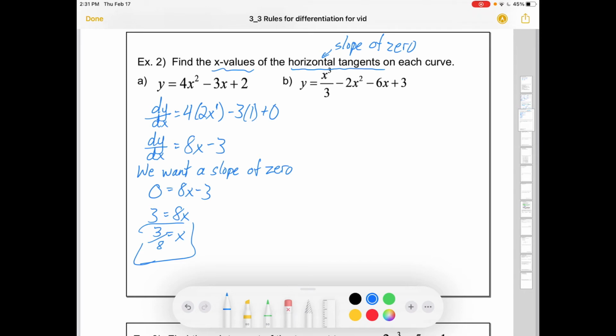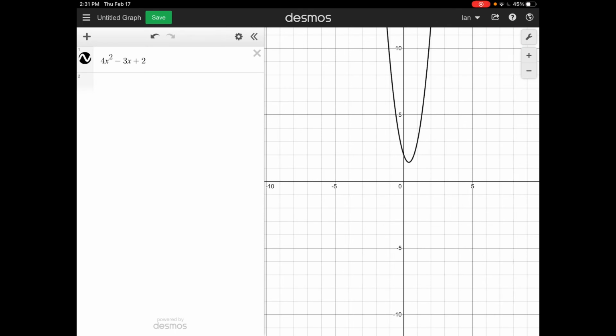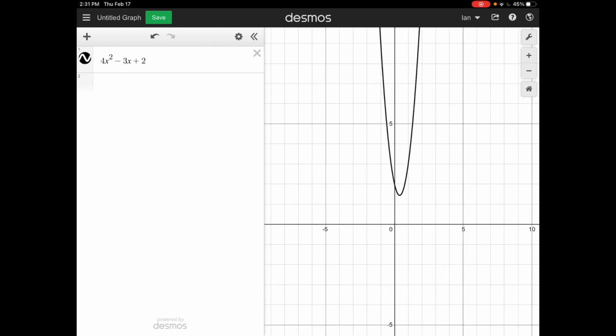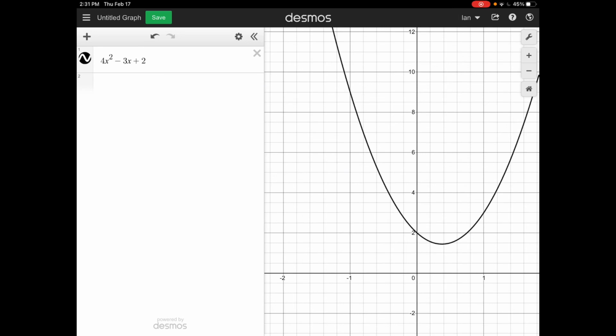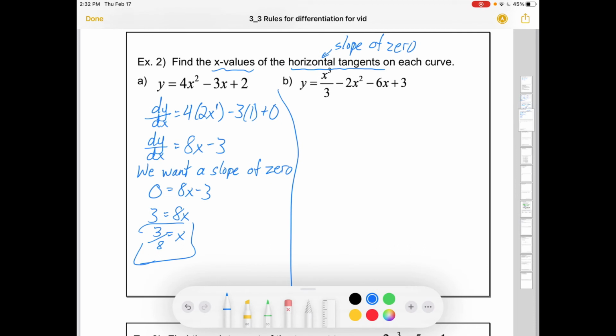Let's check it out on Desmos. There's the function. It's going to have that horizontal slope right at its turning point. Let's see if we can find the x value. Oh, it's 0.375, which is 3/8. So if you got the idea for that one, you could pause and try the next.